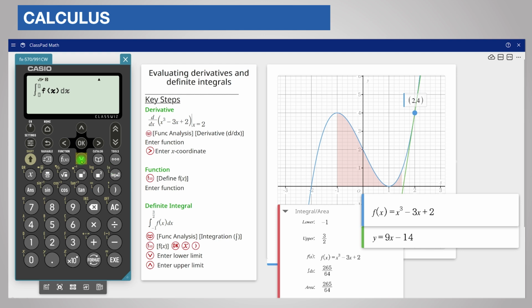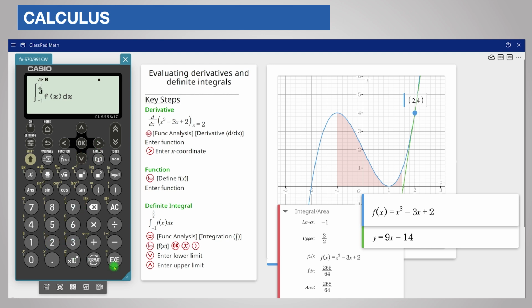Now scroll down to enter the lower limit, which in our case is -1. Try to use the negation key for negative numbers. Scroll up to the upper limit, which in our case is 3/2, so press the fraction key and enter the fraction.